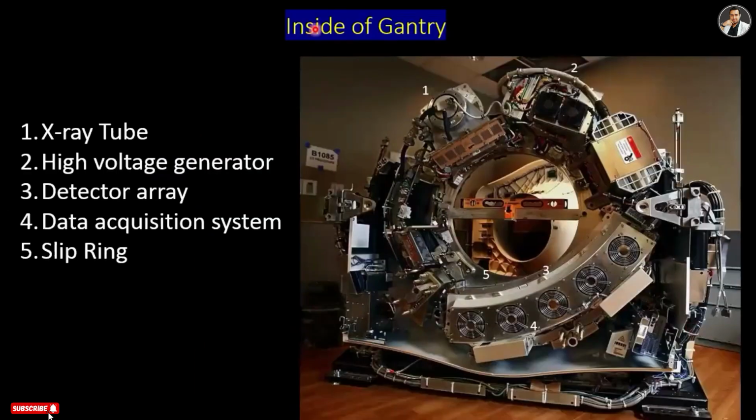This is the inside of the gantry. This is the outside of the gantry. There is an X-ray tube. Below the X-ray tube is a filament or filter. There is a high voltage generator. There are two fans and a table.